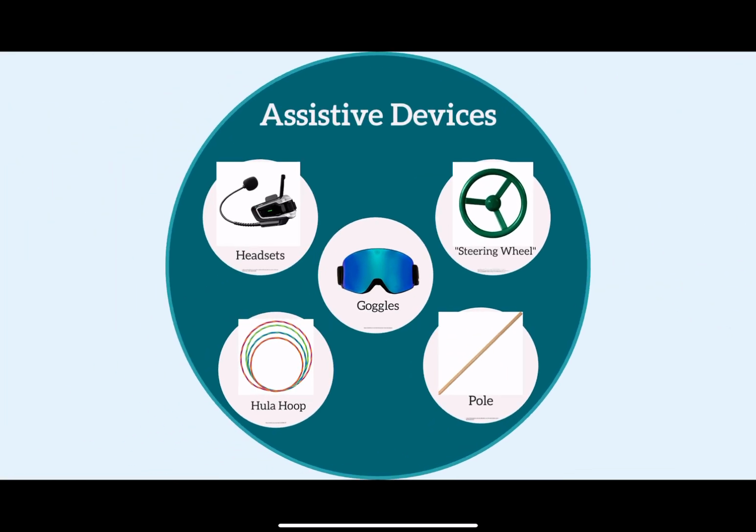Assistive devices that are frequently used with visually impaired participants include headsets to give the participant verbal instructions while out on the ski hill, a hula hoop, pole, or steering wheel to hold onto to guide the participant, and goggles to assist in controlling light irritation and shadows.